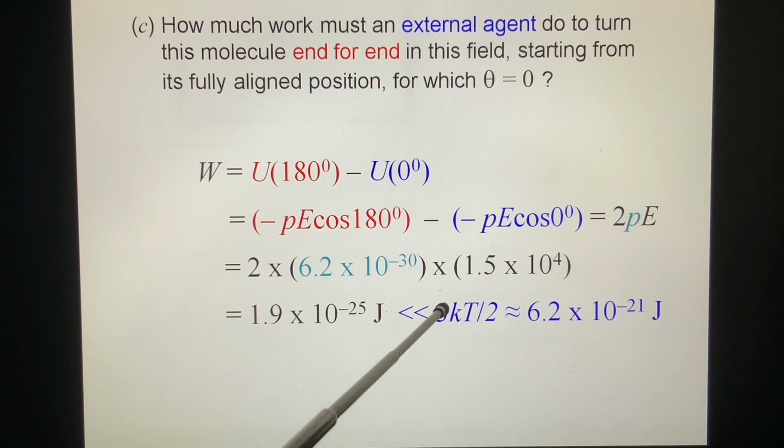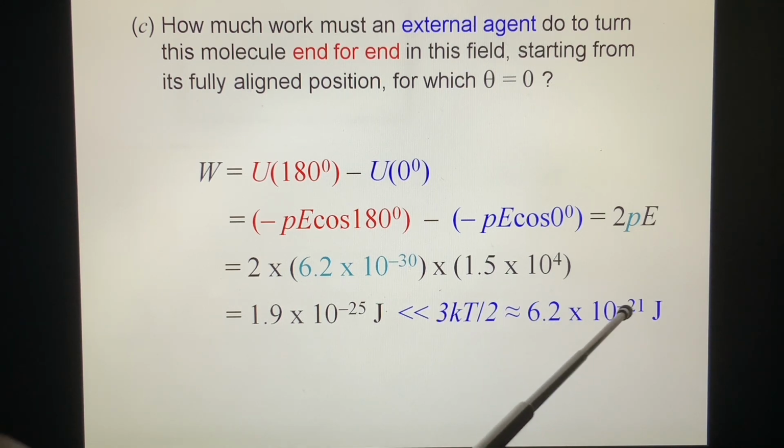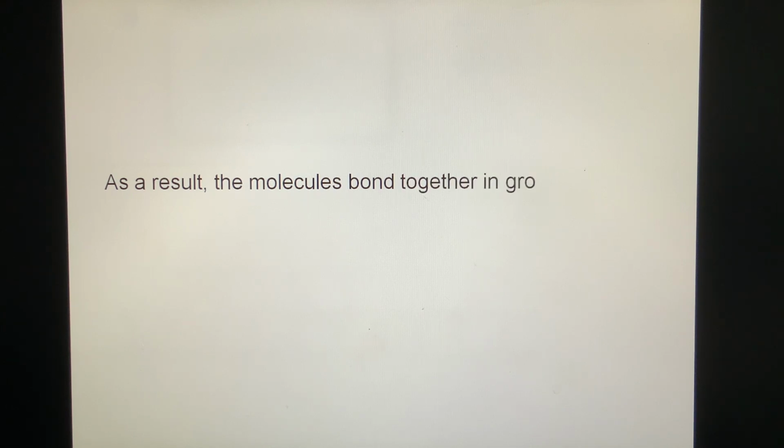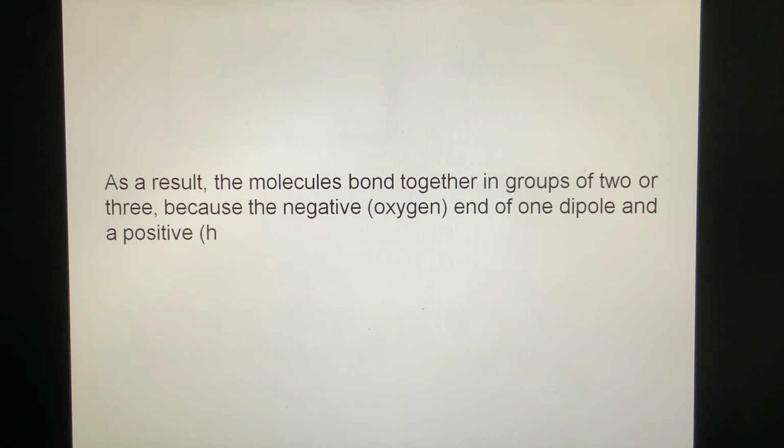And we compare to 3kT over 2, which is 6.2 times 10 to the power of negative 21 joule. This is larger than that one, by about 4 orders of magnitude. Remember that this is the average energy of the molecule at temperature T, a room temperature. That means at room temperature, the dipole's thermal energy is much larger than the one needed to turn it around, so it is very easy to disturb. As a result, the molecules bind together in groups of 2 or 3, because the negative oxygen end of one dipole and the positive hydrogen end of another dipole attract each other.